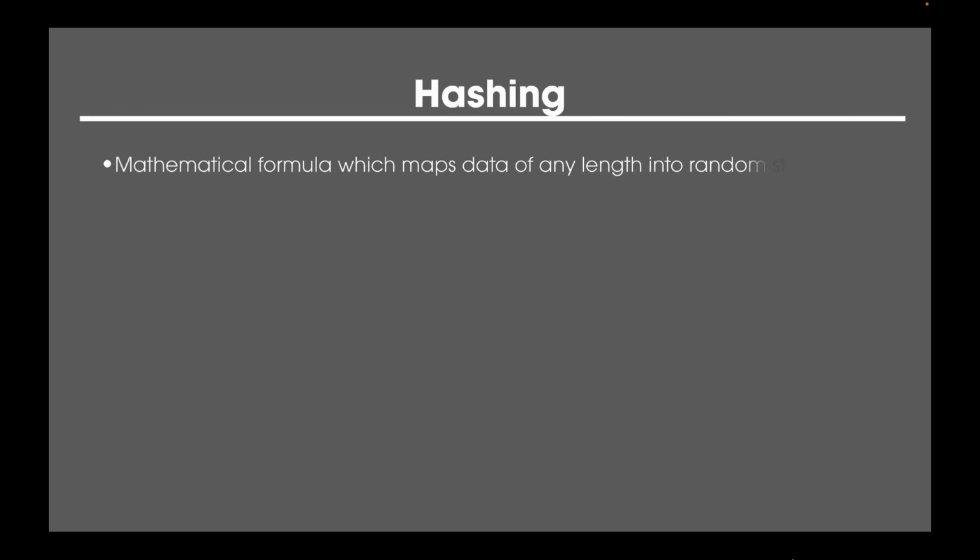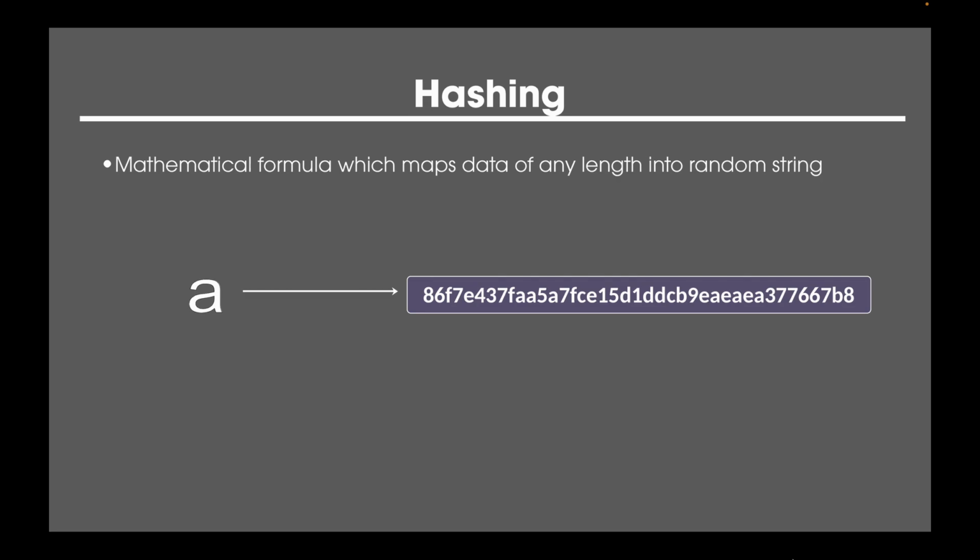A hashing function is an algorithm or mathematical formula that transforms input data of any size into a fixed length sequence of numbers and letters. Let's understand hashing function by taking a few examples. First, let's take a single character as an input, pass it through the hash function. It will generate a random sequence of numbers and letters.